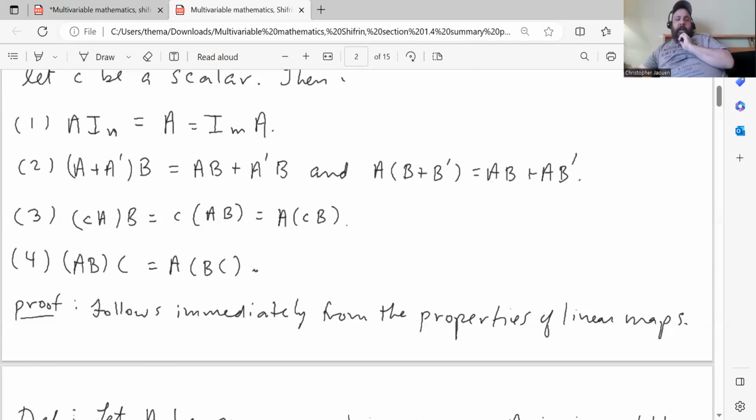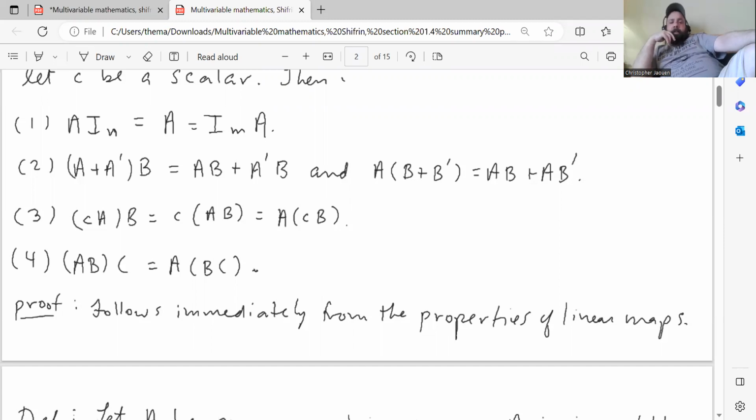All right, property 3: if you scalar multiply the matrix A by C, and then multiply by B, that's the same thing as multiplying A and B, and then scalar multiplying by C, and that's the same thing as scalar multiplying B by C, and then multiplying by A on the left. So that's a kind of associative law. And there's also an associative law for matrix multiplication, which I mentioned already. If you multiply A times B, and then multiply by C, that's the same thing as multiplying B times C, and then multiplying on the left by A. So there is an associative law, but there is no commutative law.